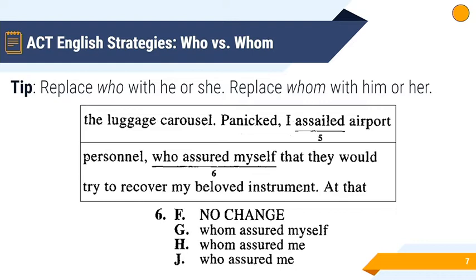When we look at the original question, it says, who assured myself? We're going to plug in he for who: he assured myself. So the he assured sounds good. That makes sense. That's logical. The myself is the one that gets weird. The only one that fixes that is J. And if it had been the opposite with whom, we would have plugged in him.